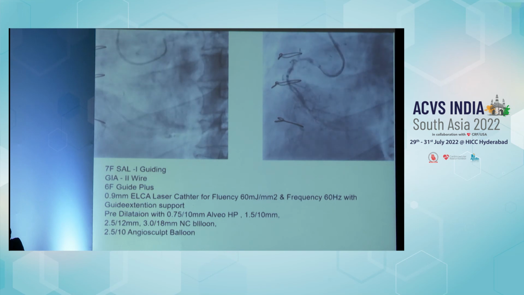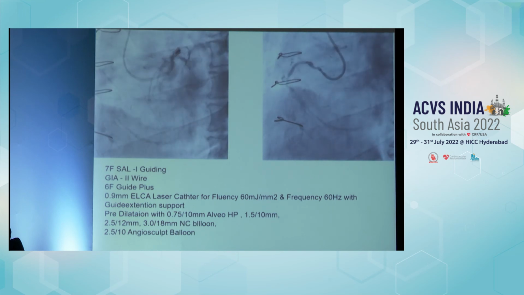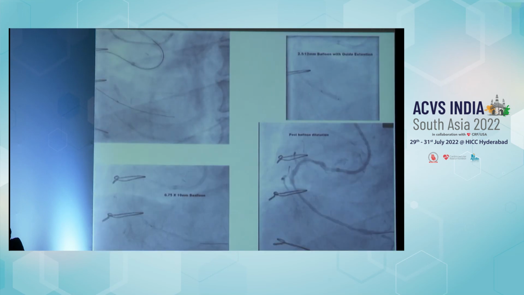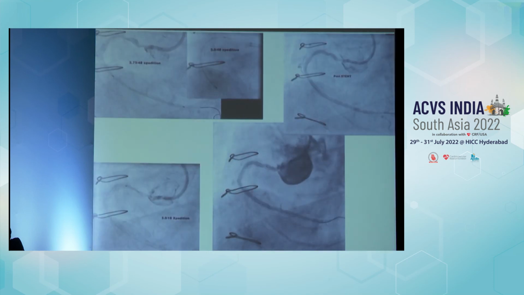We started with 1.5, 2.5, 3, and then 2.5 angiosculpt balloons, and then we finished the procedure. We just cross-checked with the other injection, and this is the final result of that RCA. We used 3 stents, and it was a very good result. We did a follow-up angiogram last month, and the stent is patent.